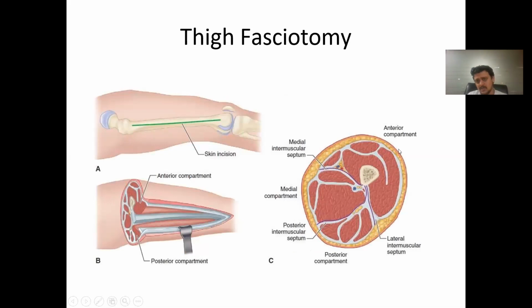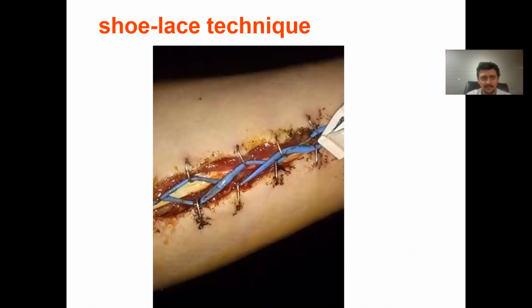This figure is showing the anterior compartment. This is the lateral intermuscular septum, which divides the anterior compartment and the posterior compartment. Then the posterior intermuscular septum divides the posterior compartment and the medial compartment. All of it has to be released if you are suspecting compartment syndrome in the thigh. Again, the shoelace technique is used to close the wound of the fasciotomy.